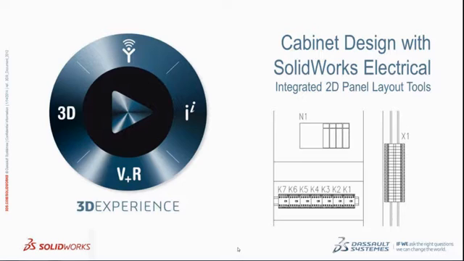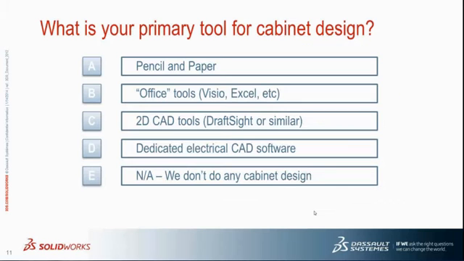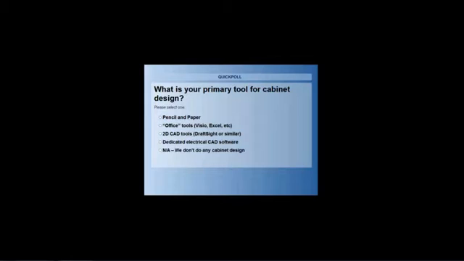Now, the process for designing a cabinet in SolidWorks Electrical is really a pretty simple process, because we already have all the information about the 2D footprints, the symbols for the panel layout, and we've already created the schematics, so we have all the information for what's in our assembly. So before I jump into this process, I would like to interrupt with just one more quick poll question.